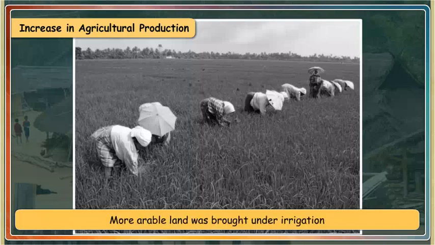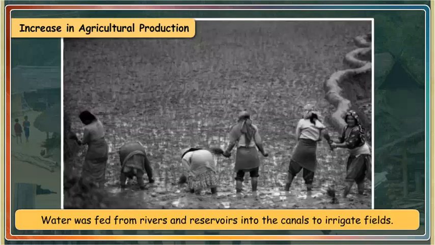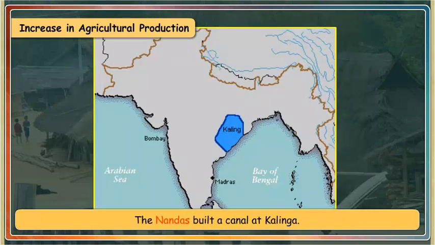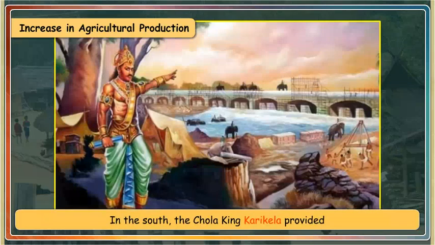More arable land was brought under irrigation through canals and artificial reservoirs, that is, tanks. Water was fed from rivers and reservoirs into the canals to irrigate fields. Agricultural production boomed, bringing general prosperity to the people. The Nandas built a canal at Kalinga. In the south, the Chola king Karikala provided irrigation facilities in the Kaveri river valley.